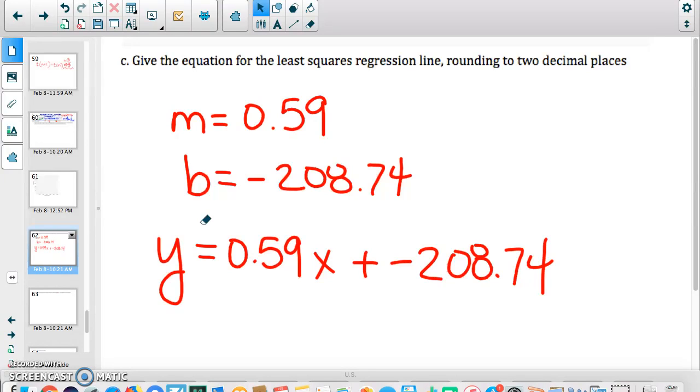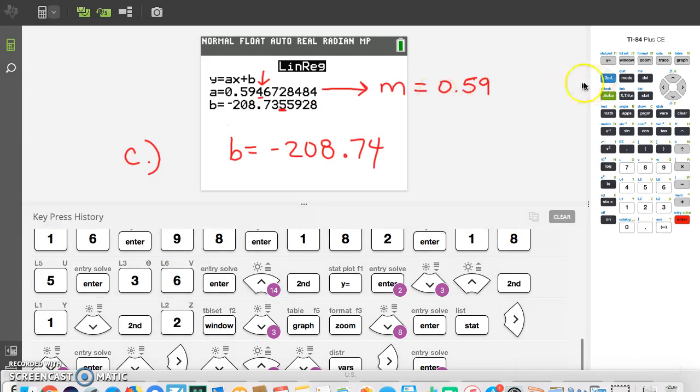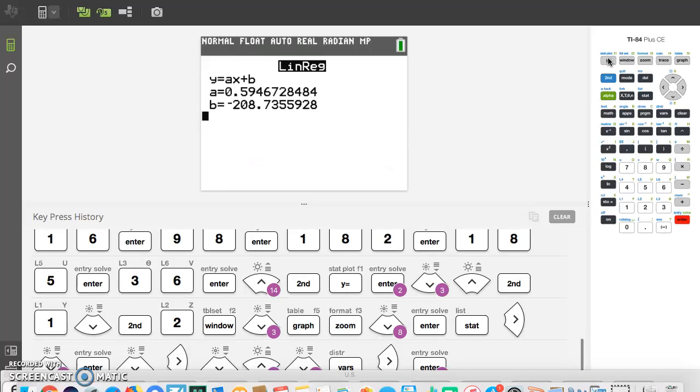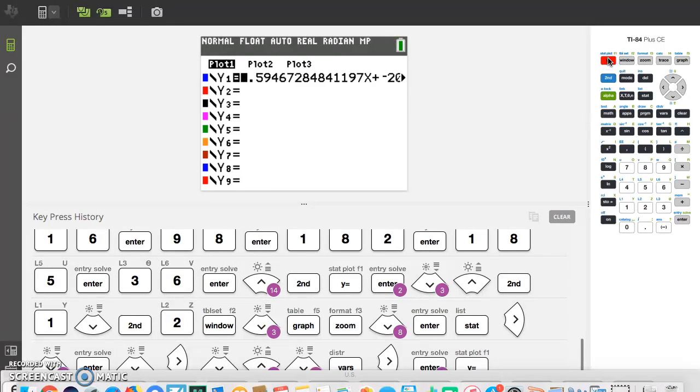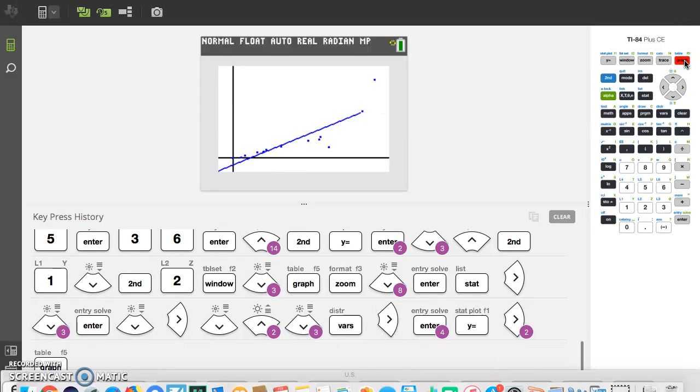Now, since I stored that equation in the y equals, you'll see it show up if you click on y equals. So let me show you what I mean by that. There it is. So it does not round to 2 decimal places like we did. So it's going to be very exact, which is great. So there is the equation we just found. Now let's press graph. Excellent. So that is our line of best fit.